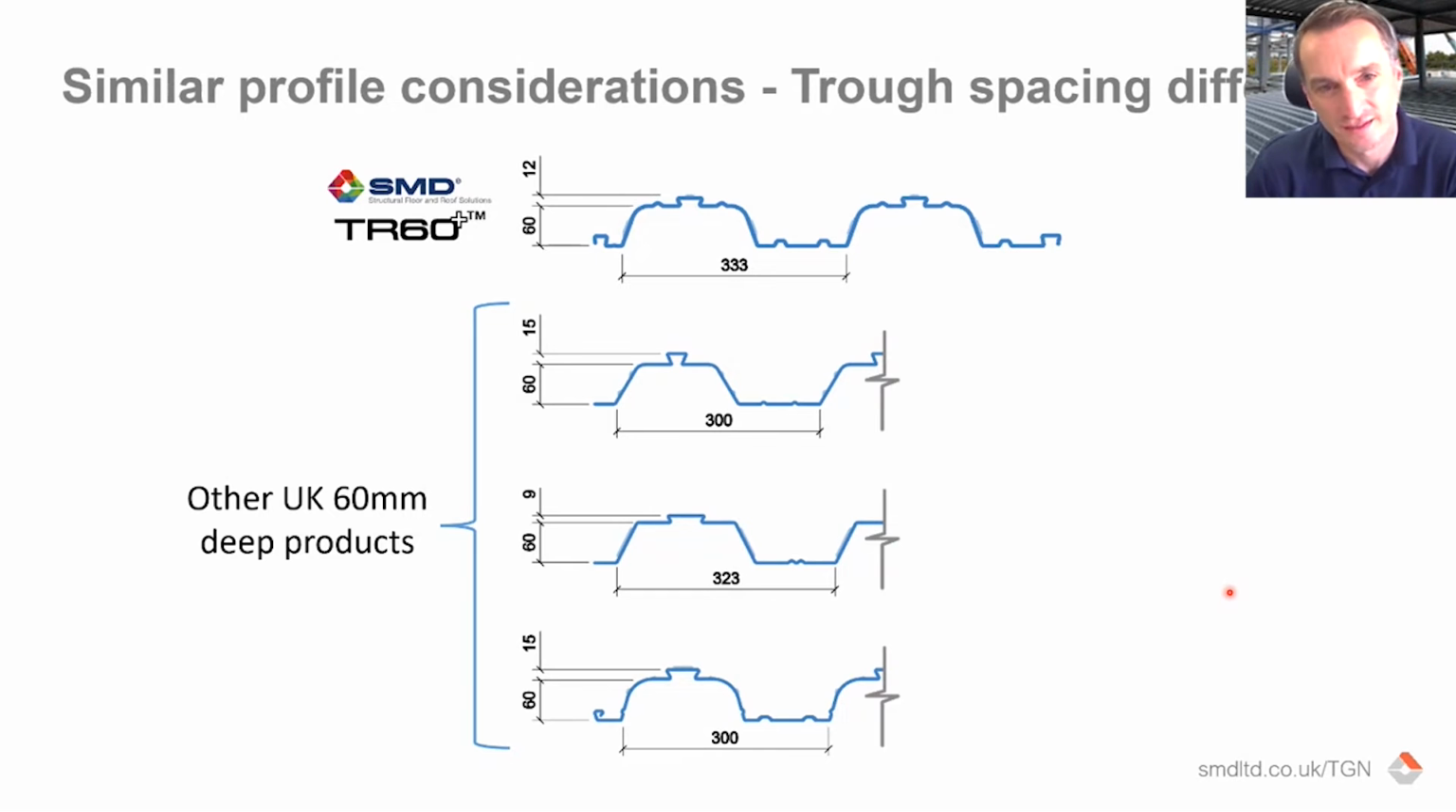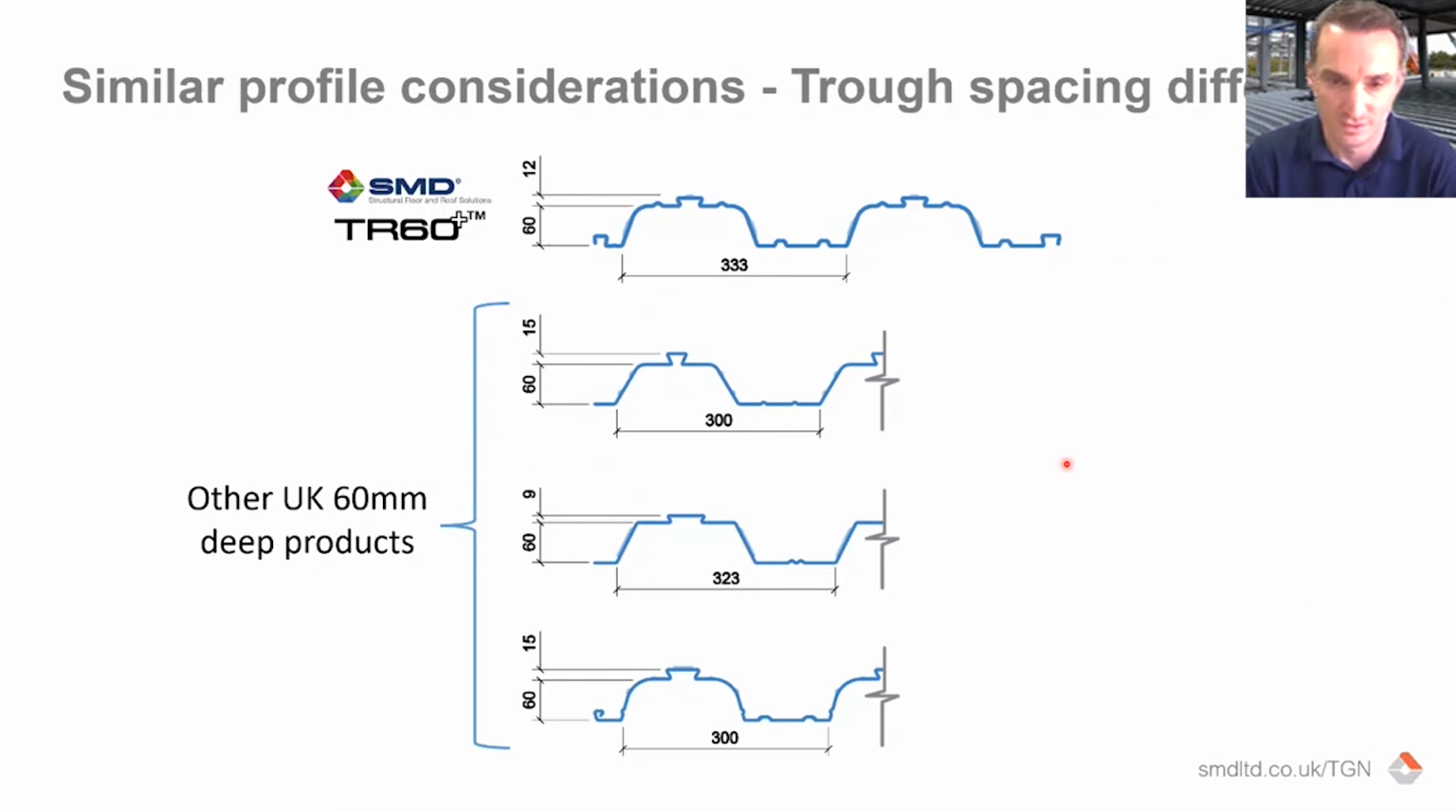One thing here, this is a TR60 Plus at the top. You've heard me mention it. Ours is 333 trough centers. So you can see there 333 from rib to rib, 333 from trough to trough, however you look at it. Other products in the marketplace do differ. So comparable products, and when I say comparable, other people's 60 mil trapezoidal profile will have different trough spacings.